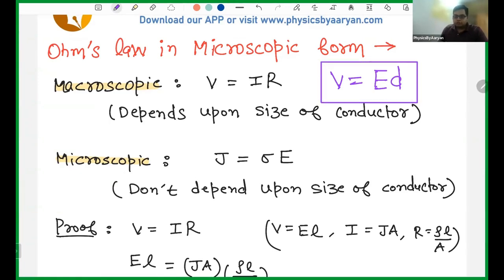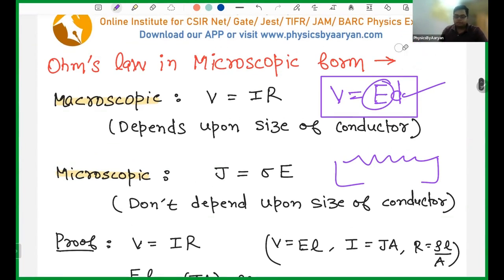You should know that. So you can clearly see if I increase the distance or the length of the conductor, my voltage will also increase. You can even imagine that if you have a longer conductor, then the voltage drop across it will be more. And if you have a smaller conductor, the voltage drop across it will be less. So voltage depends upon the size, but electric field does not. You remember between the two plates, electric field is sigma by epsilon naught. It does not depend upon what size you have. Electric field is not depending upon the size of the conductor, but voltage depends upon the size.